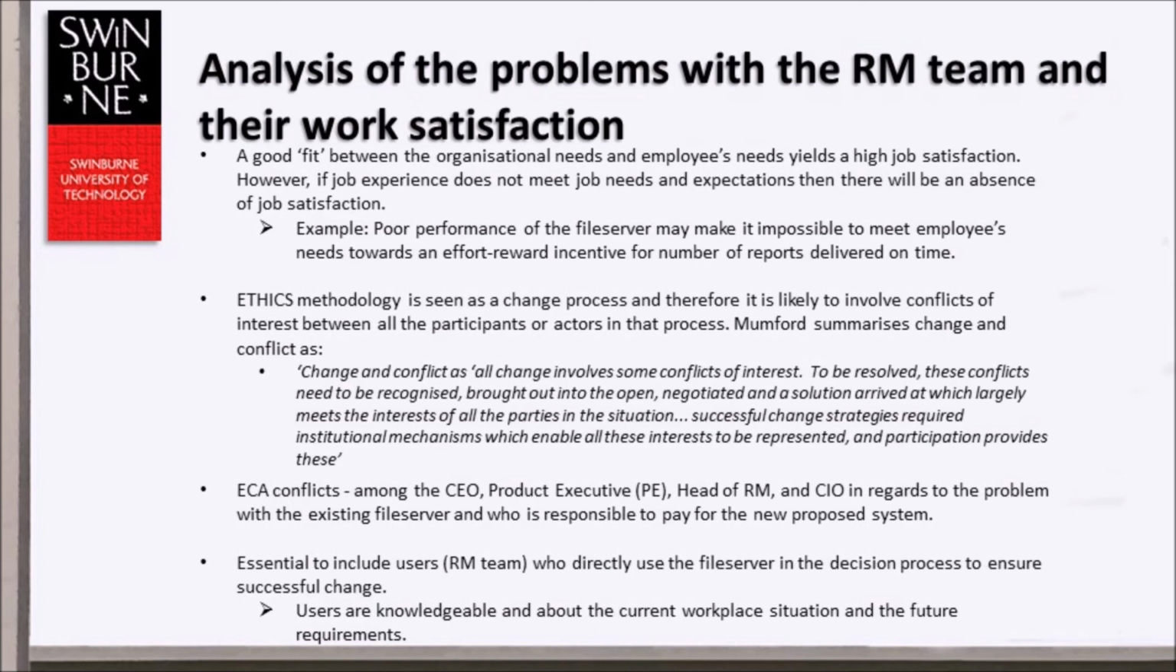Successful change strategies require institutional mechanisms which enable all these interests to be represented, and participation provides these. In the case of ECA, we can see that there is conflict among the CEO, product executive, head of RM, and CIO in regards to the problems existing with the file server and who is responsible to pay for the new proposed system. The successful implementation of the new system is therefore a process of negotiation between the affected interested parties. Obviously, major affected and interested parties include the users themselves, and if these people are left out of decision making, then the process of change is unlikely to be a success.